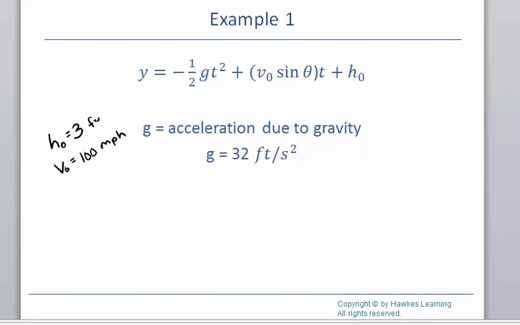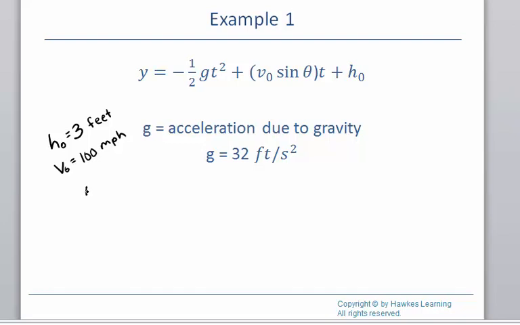So if I'm thinking about my units, the 3 feet on the h sub 0 is fine because it's going to match up with the feet in the 32 feet per second squared. The 100 miles per hour has got to be converted to feet per second. And so let's do that first.